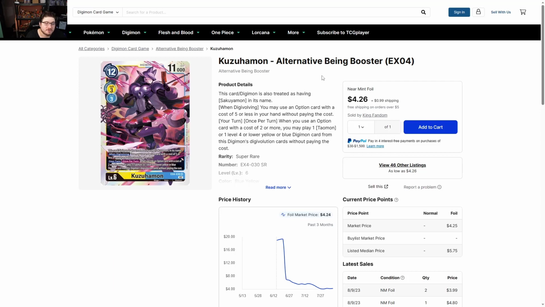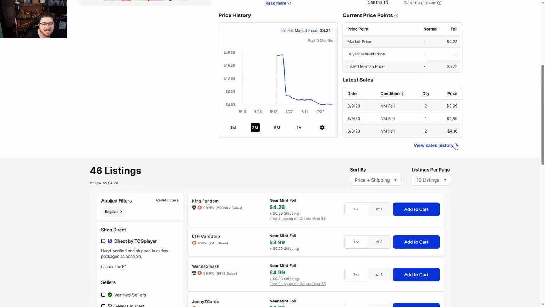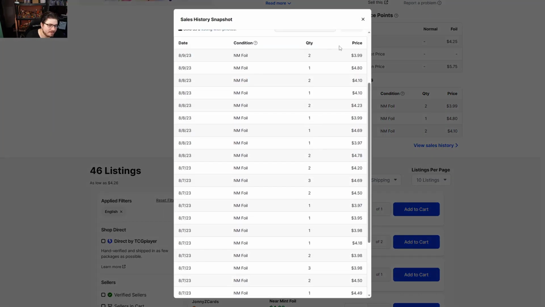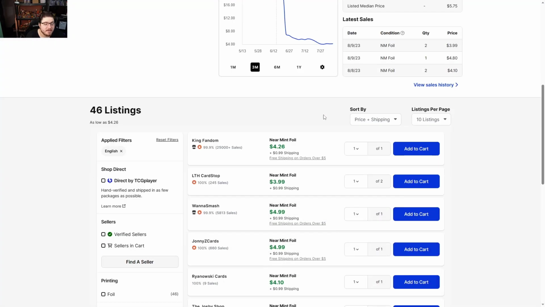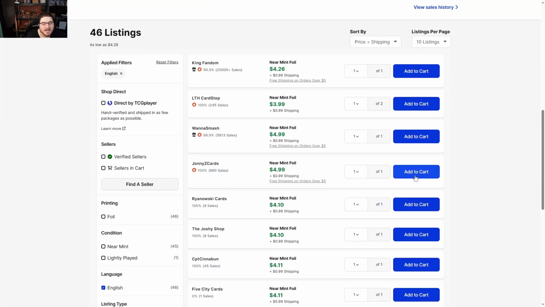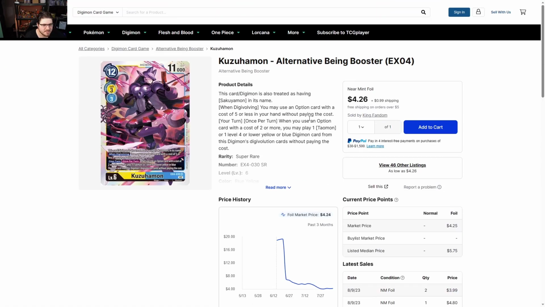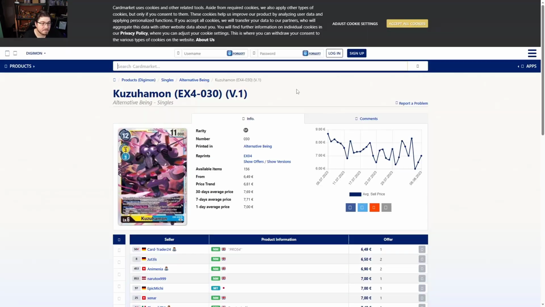Kazuamon, alternate being, EX-04, regular art. People are buying it in the $4 range, stuff like that. People have been buying consistently. There might be a deck in the future that does something, so just keep this on your radar. Watch as it keeps coming on market. There's plenty of stock here. It's nothing too crazy, but there's a consistent buy rate.